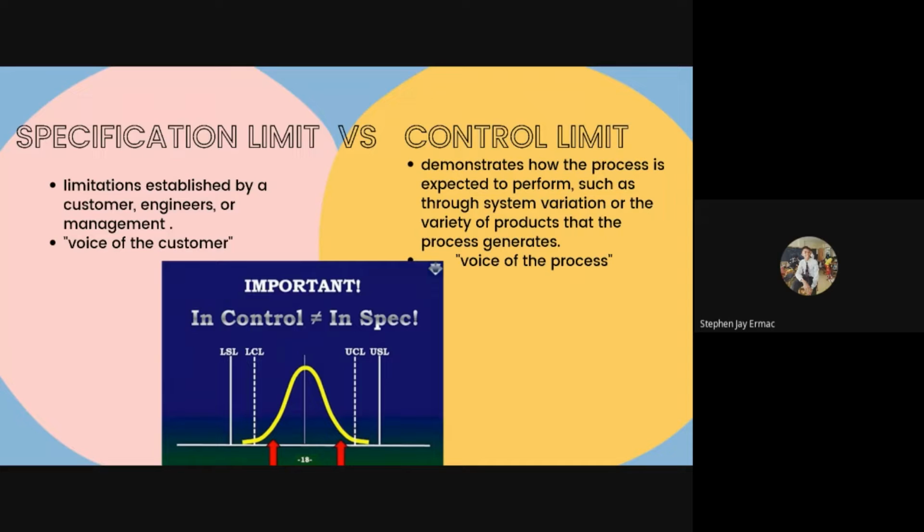These values are calculated from data and they tell you about the variability in your process, while specification limit is basically set by customers and referred to as the voice of the customers because they represent the value which the customer requires.